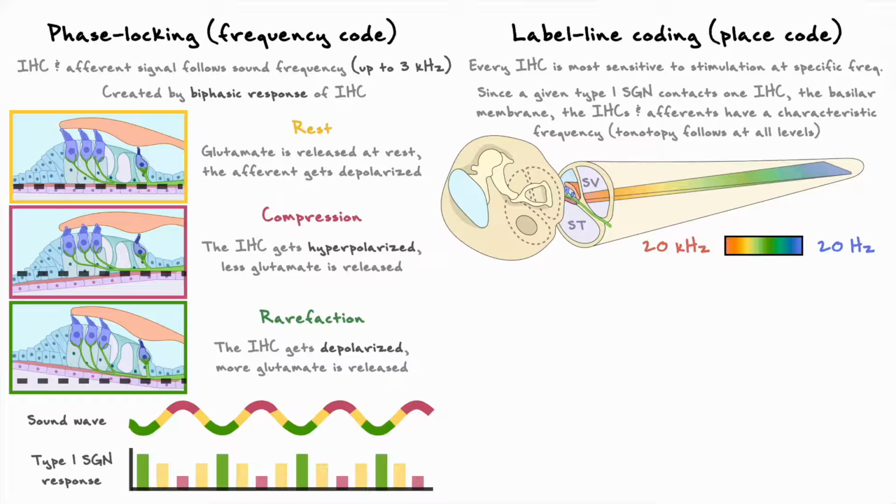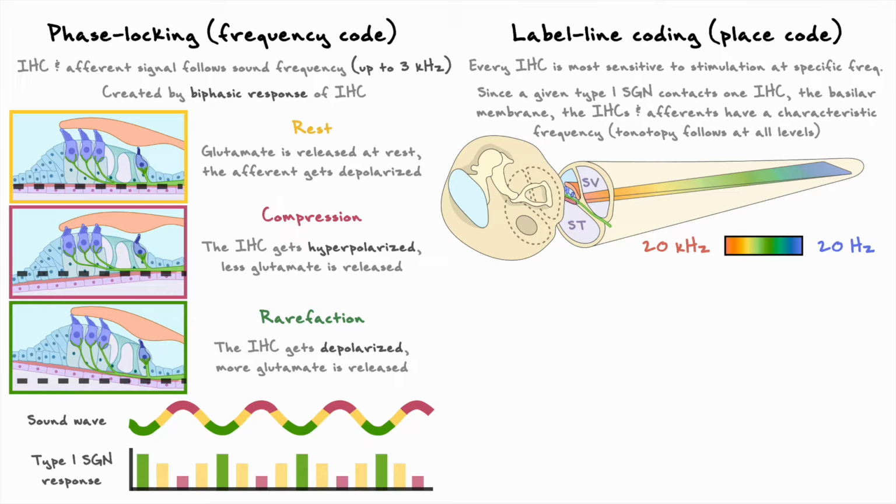This is particularly interesting from a coding perspective because if the brain knows where the SGN activity comes from, then it can reliably know what frequency has stimulated it. One way to think about it is to imagine each hair cell as a piano note and the afferents as the strings of the piano. If you know to which piano note a given string connects, then you can predict what frequency is played when the string moves.